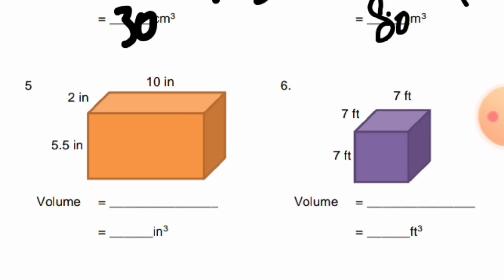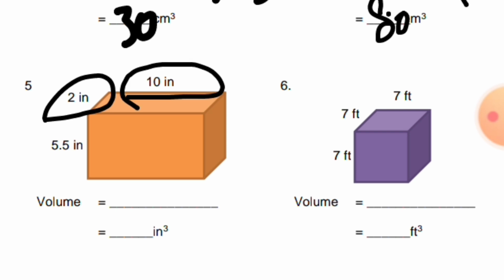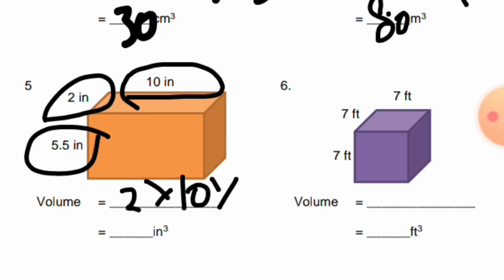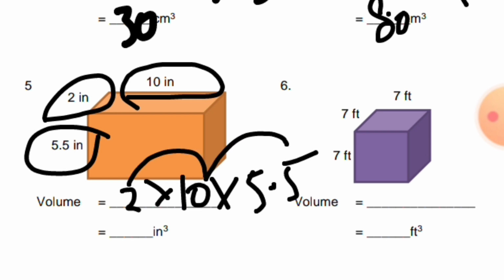Next is question number 5. In question number 5 we have this rectangular prism. This one is our length, the next is our width and this one is our height. Now we just need to multiply the values with each other. So 2 times 10 times 5.5, and if I simplify this, 10 times 2 equals 20 and 20 times 5.5 equals 110. So 110 inches cube is our answer for part number 5.